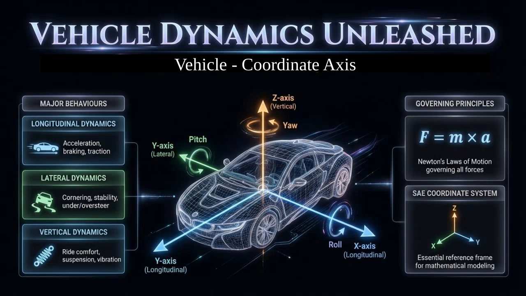Vehicle dynamics in simple terms is the study of how vehicles move in the real world. We look at three major behaviors such as longitudinal dynamics, which describes the motion in forward or backward direction. For example, acceleration, braking, and traction. Lateral dynamics, which describes the sideways motion, for example, cornering, turning stability, understeer or oversteer. Vertical dynamics, which describes the up or down motion, for example, ride comfort, suspension response, and vibration.